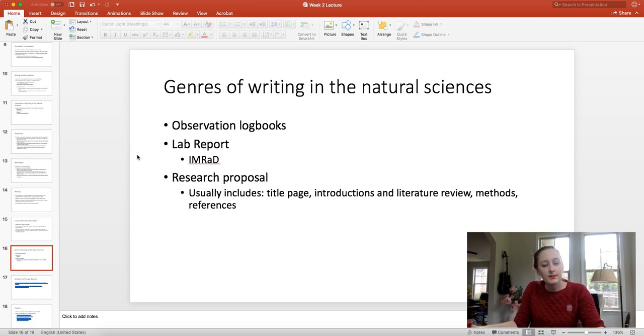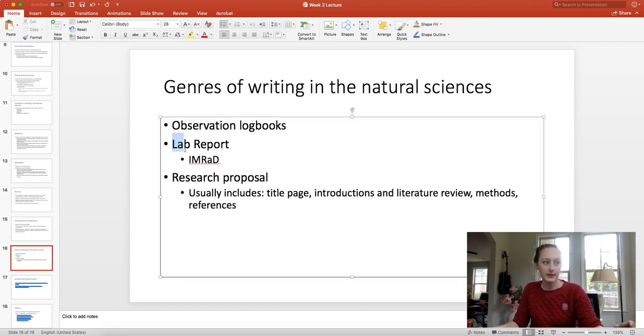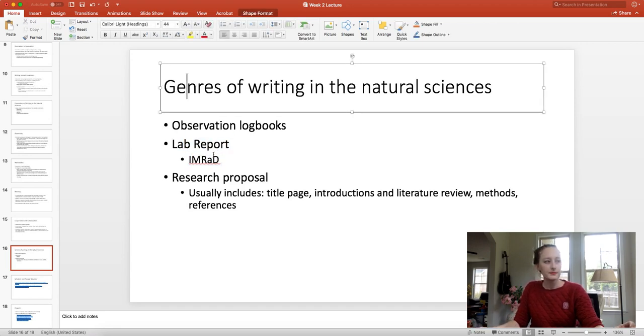You'll see lab reports, which are in that MRAD format. That's what we're going to be focusing on for Project 1.